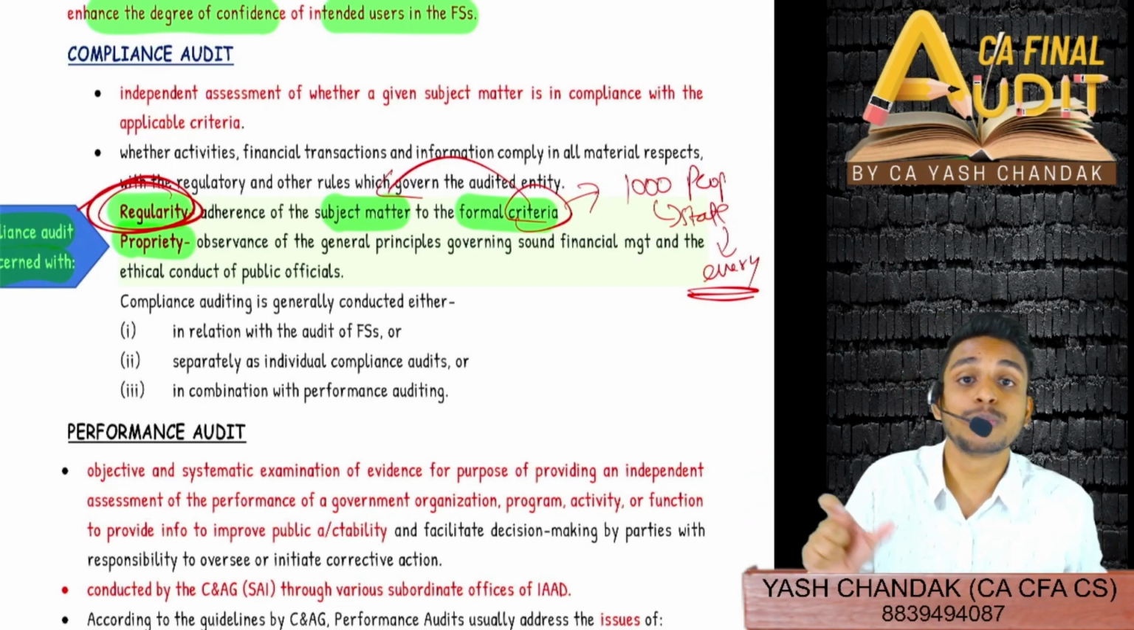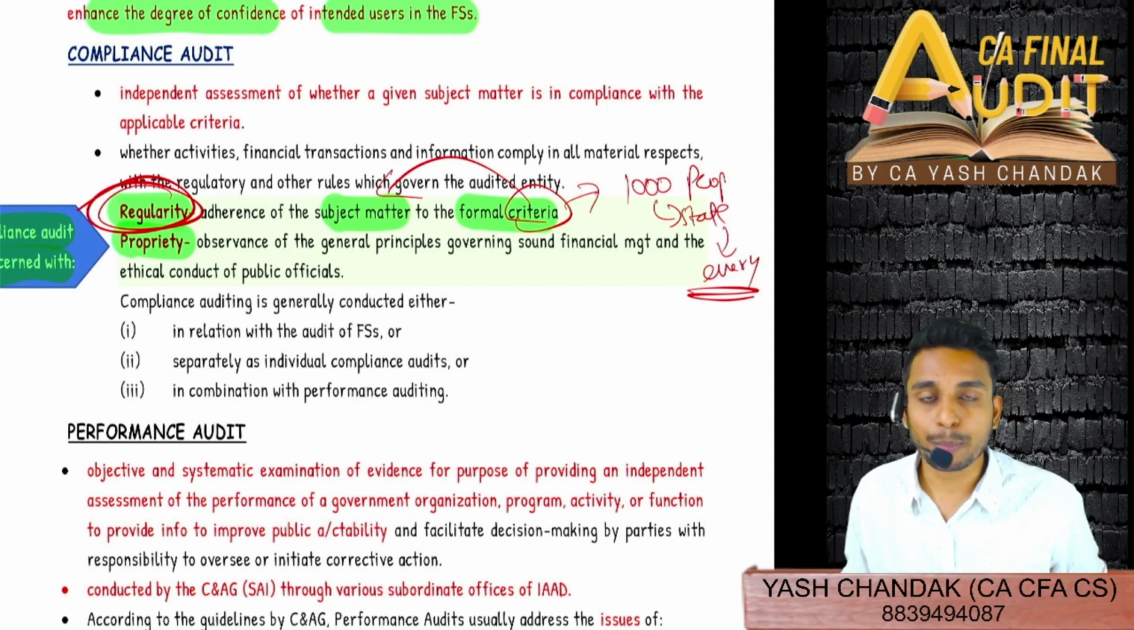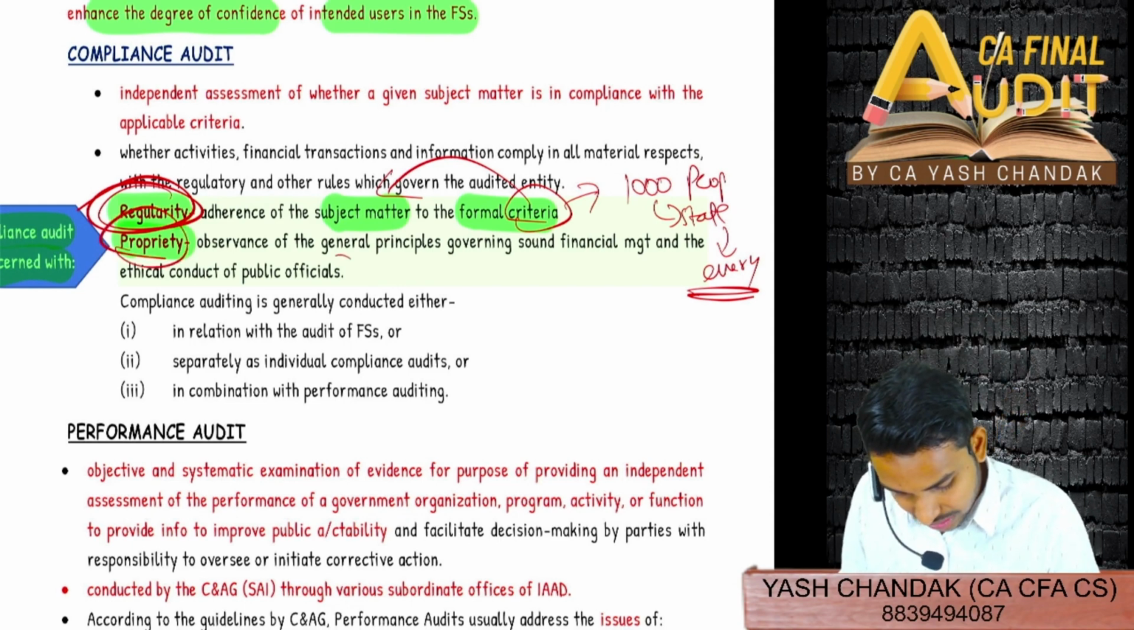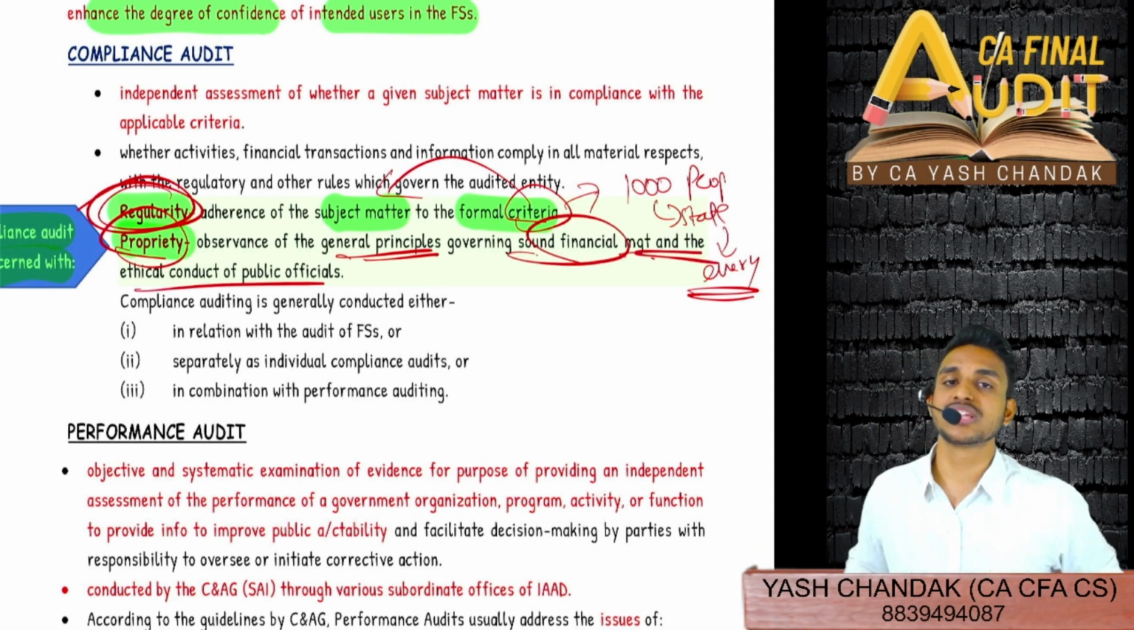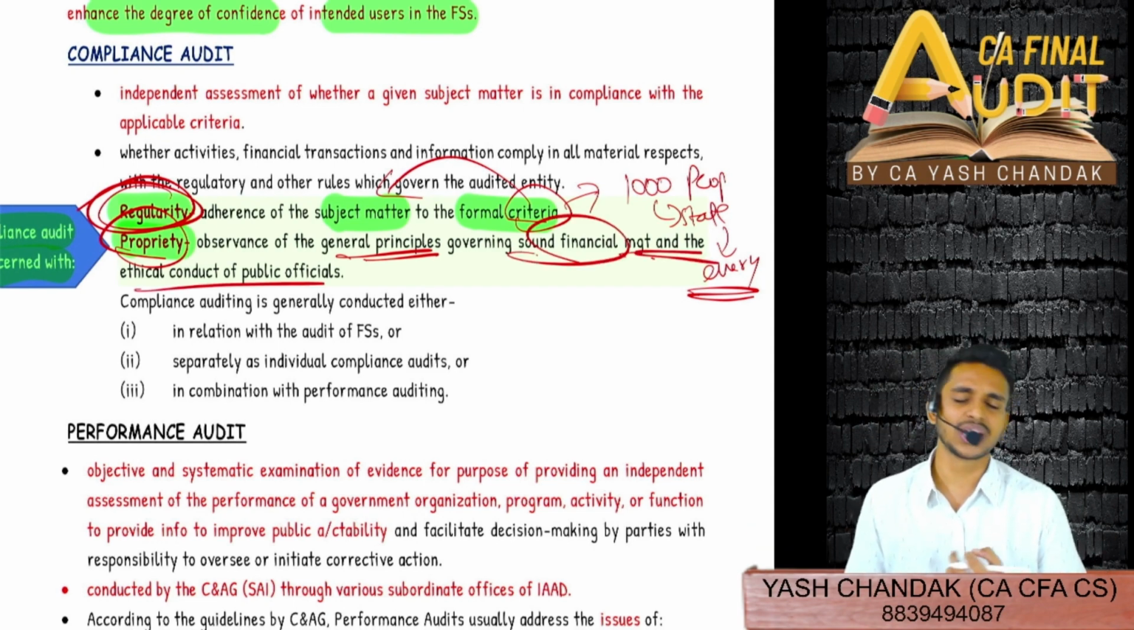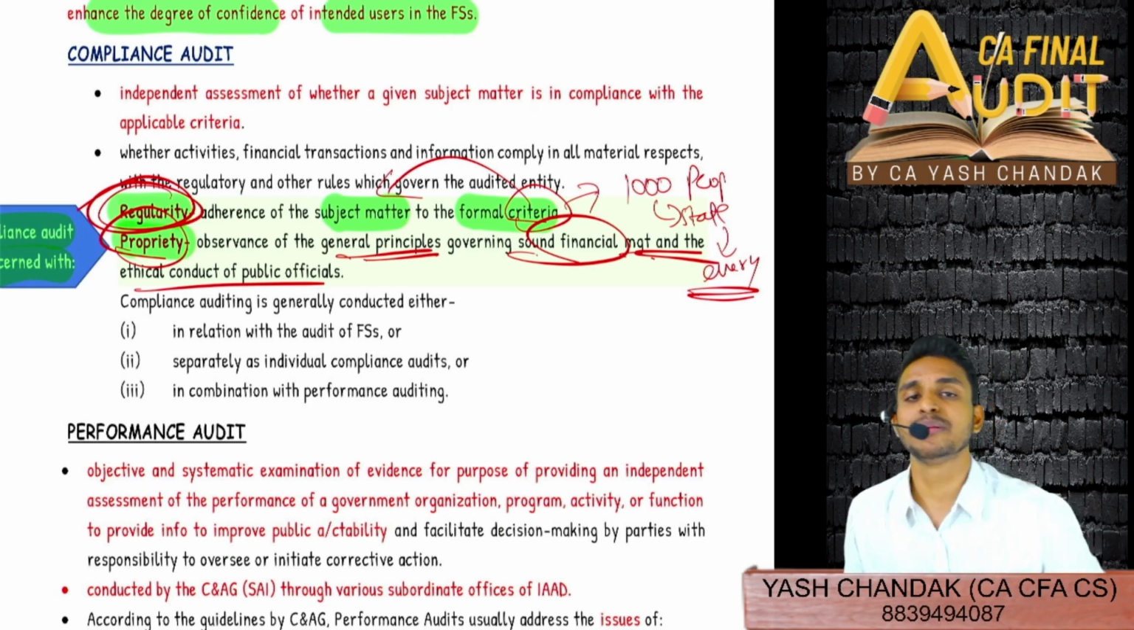as per the act, as per the guideline issued by the president or parliament. Similarly, propriety: we have to consider the propriety element also, whether the general principles of sound financial management and ethical conduct of public officials are followed. We also have to consider this in the compliance audit. Under that, the propriety element also has to be considered.